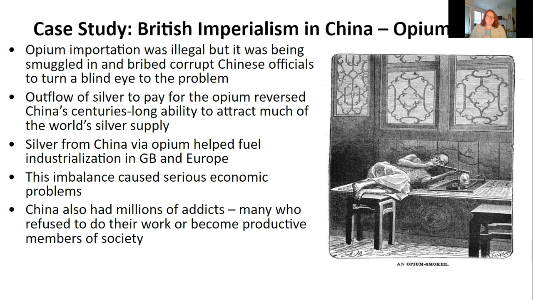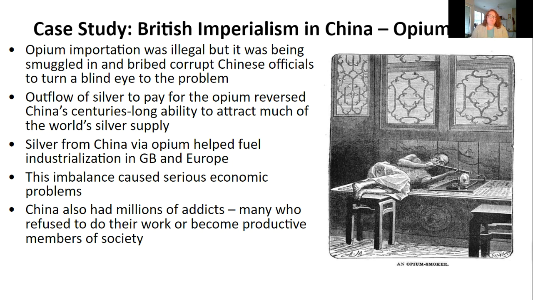Now, the outflow of silver to pay for the opium reversed China's centuries-long ability to attract much of the world's silver supply. So silver from China via the opium actually helped fuel industrialization in Great Britain and Europe. And this imbalance caused serious economic problems in China because millions of Chinese became addicted to opium.